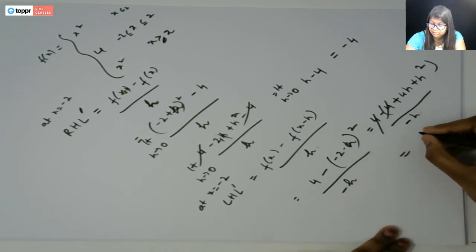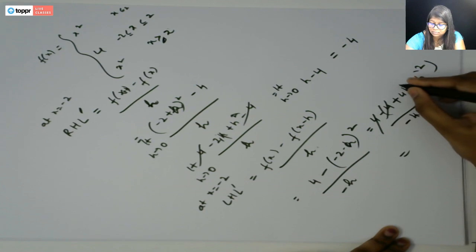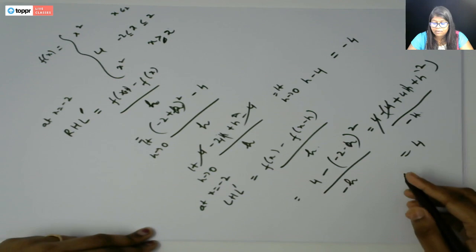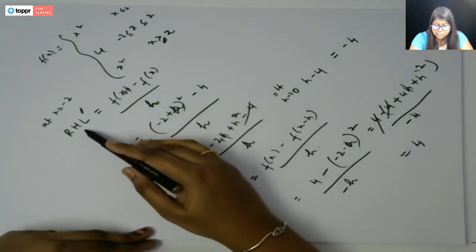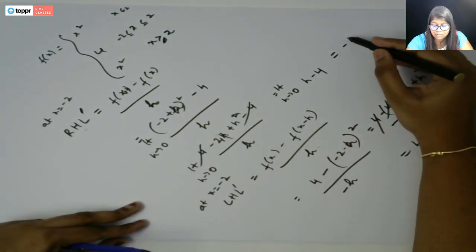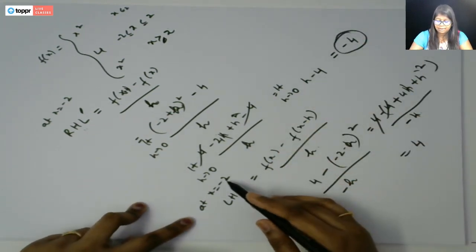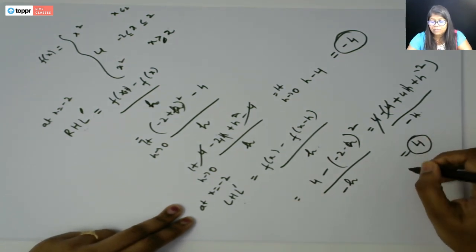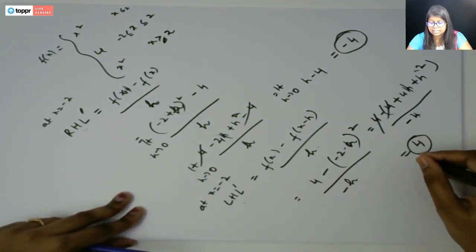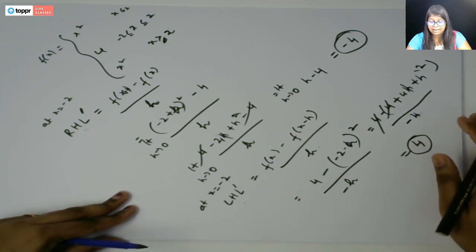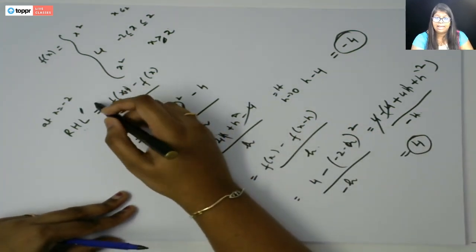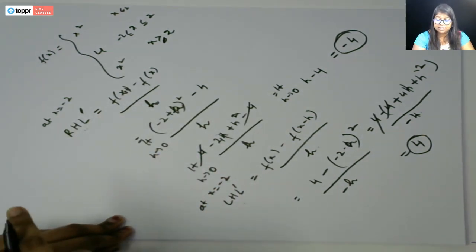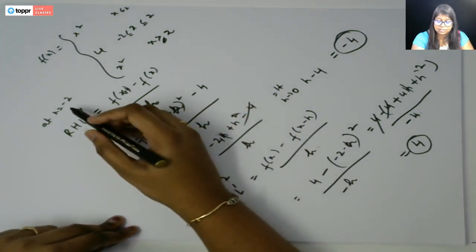Which is nothing but just simply 4. So what did we get? The derivative for RHL at x is equal to -2 is -4. At x is equal to -2, the derivative for LHL is just 4. So the function is not differentiable at x is equal to -2, though in the previous part we saw it was continuous. The function was continuous, but it is not differentiable at x is equal to -2.